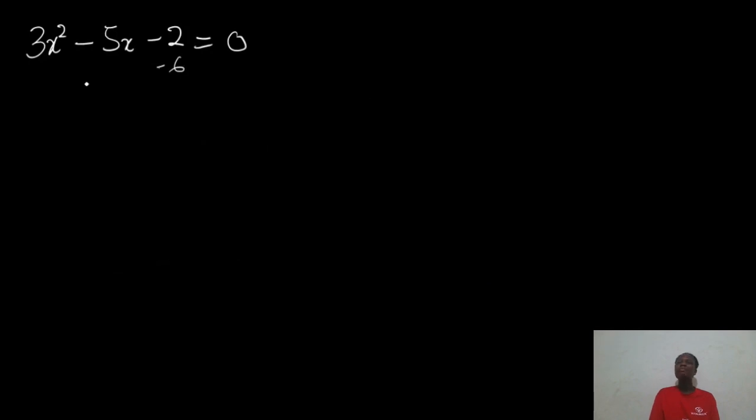So now our constant is negative 6. We are going to find the factors of 6, both positive and negative. Through those numbers, we look for two numbers that add to give negative 5 and multiply to give negative 6. Factors of 6 are 1, 2, 3, and 6, and the negative factors are negative 1, negative 2, negative 3, and negative 6.